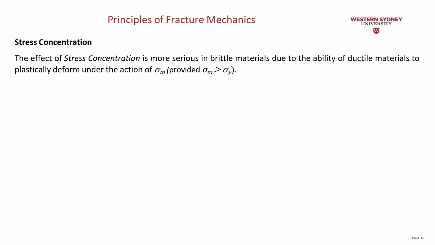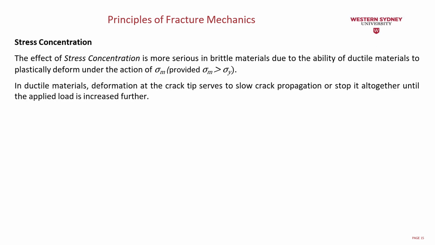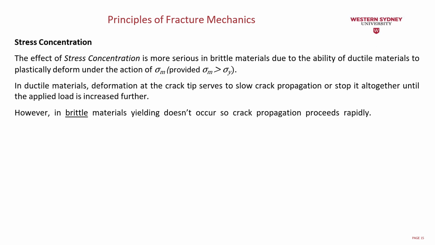The stress concentration effect is more serious in brittle materials due to the ability of ductile materials to plastically deform under the action of sigma m. We know that sigma m is definitely going to be more than sigma y, which is the yield stress, if you remember it. In ductile materials, the deformation at the crack serves to slow the crack propagation or stop it altogether until the applied load is increased further. However, in brittle materials, yielding doesn't occur, so crack propagation will proceed rapidly.